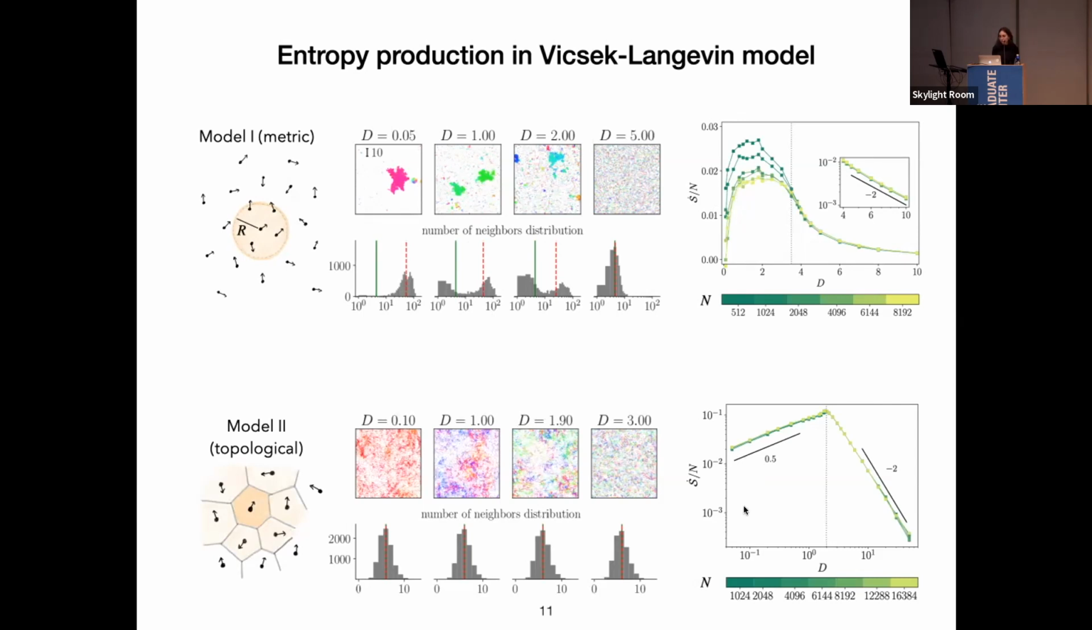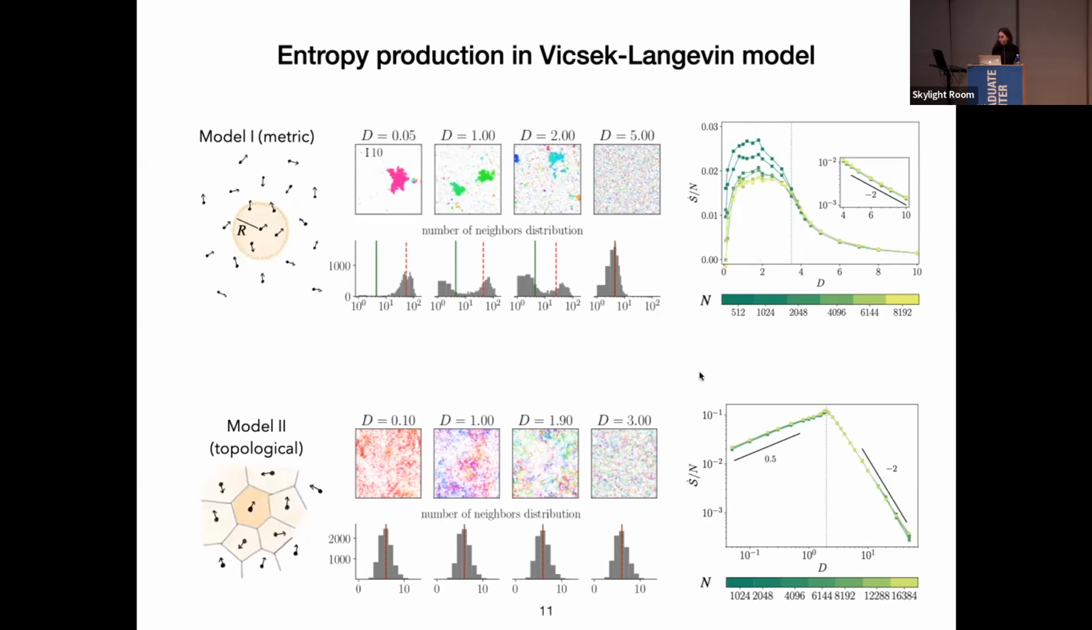I'm also using different scales, so they're not as different as they seem here, but the major difference regards this region where we have a kind of plateau for the metric model that also corresponds to the coexistence region. Whereas in the second case, we don't have this kind of plateau, and the collapse of the different curves is much better for all the values of the control parameter D.